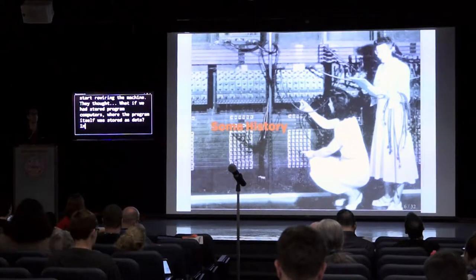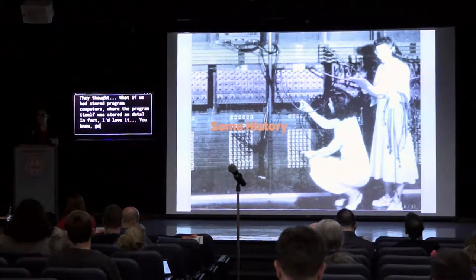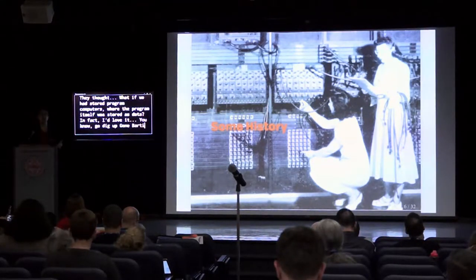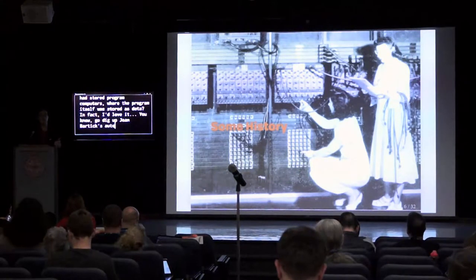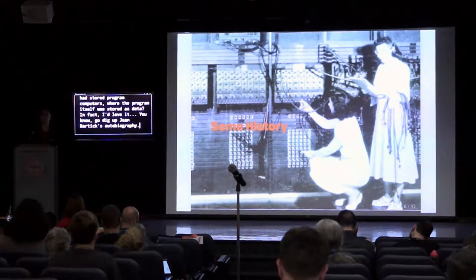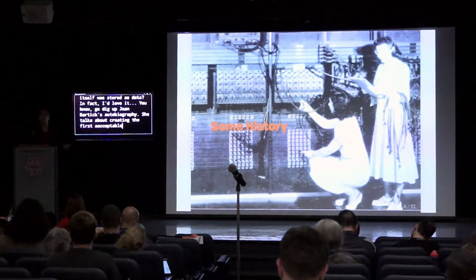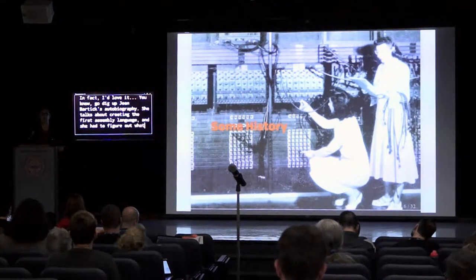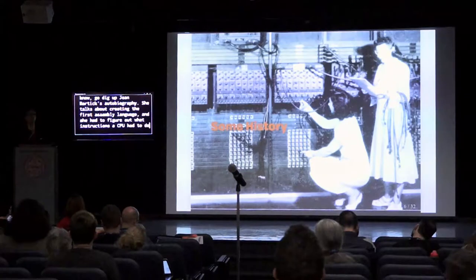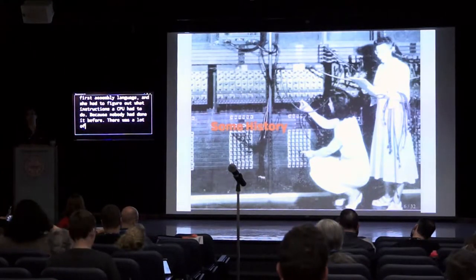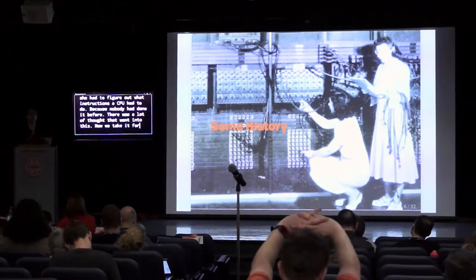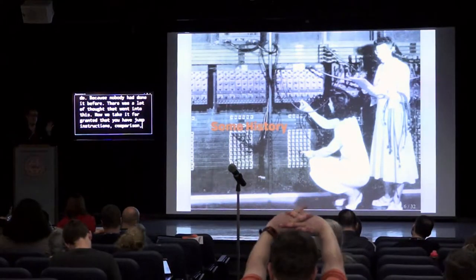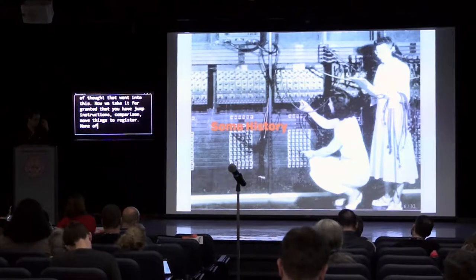In fact, I'd love it if you go dig up Jean Bartik's autobiography that came out a couple years ago. She talks about creating the first assembly language, basically. And she had to figure out what instructions a CPU would have to do because nobody had done it before. And there was a lot of thought that went into this. Now we take it for granted that you have jump instructions, comparison, move things to register. None of that existed yet. They were really at the ground floor of all this.